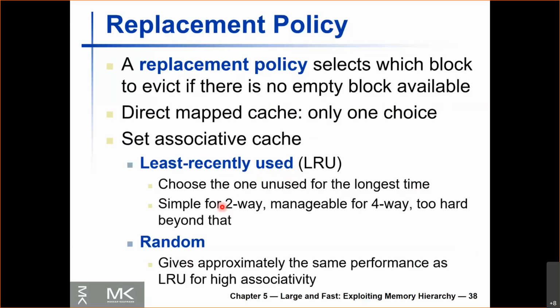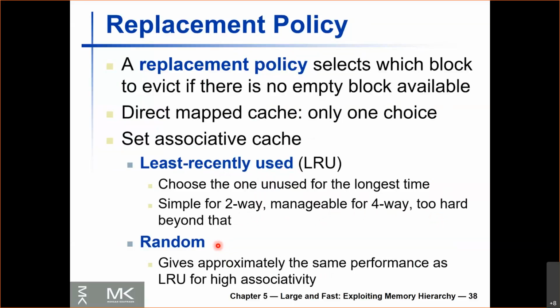It's simple if we have a two-way set associative cache. It's manageable for up to 4 ways. But beyond that, it becomes very hard. If we have many ways, it becomes very hard to keep track of which cache block was recently used. So for low associativity, least recently used is feasible. But once the associativity gets high, least recently used becomes infeasible because we have many different blocks to keep track of which one was recently used between them.